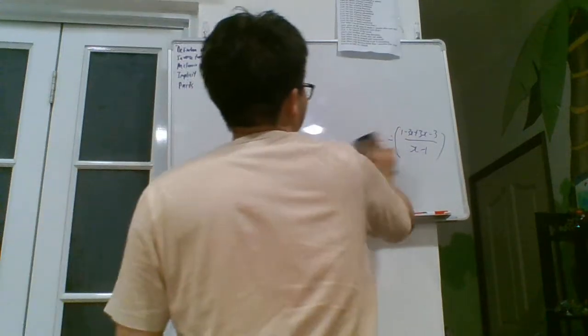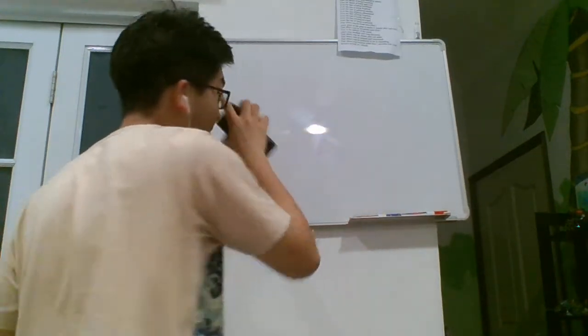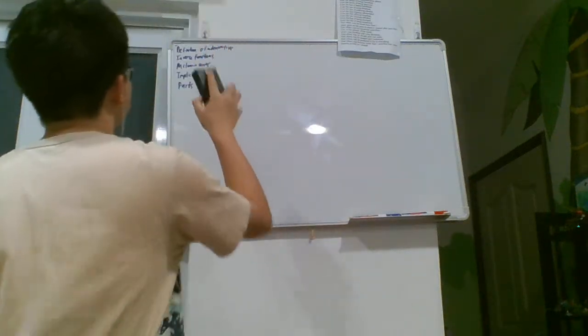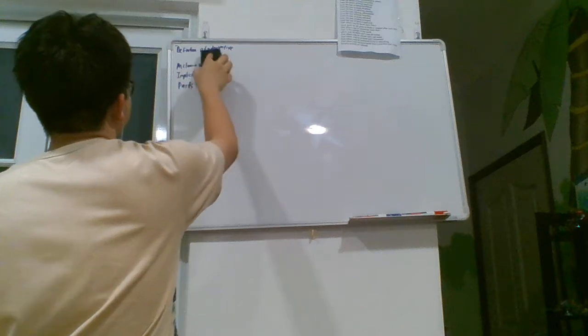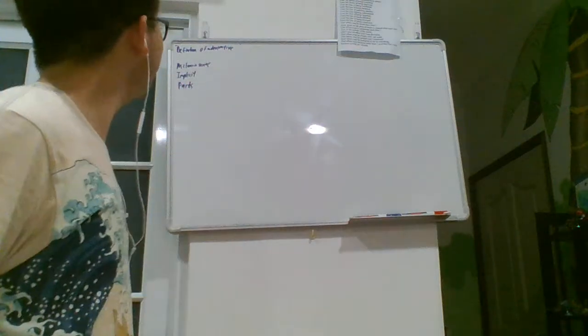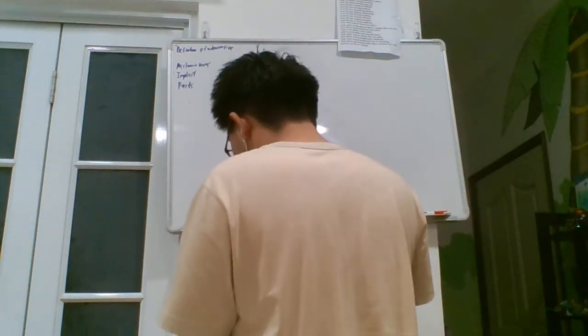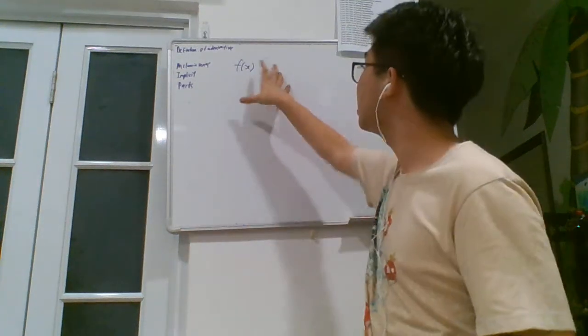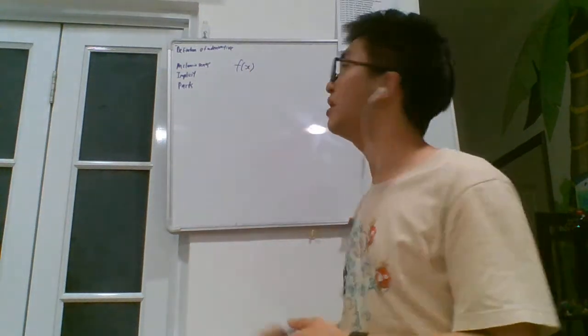Okay, so let's now talk about one of my favorite things in the world, the definition of the derivative. So suppose we have a function f(x). Assume that f(x) does not have an asymptote at x.